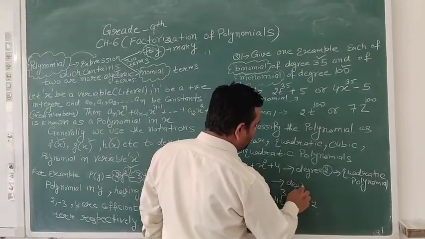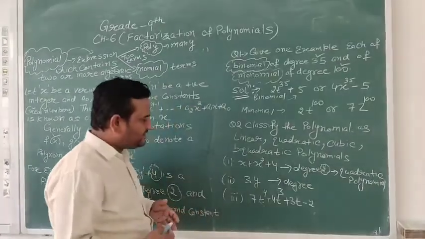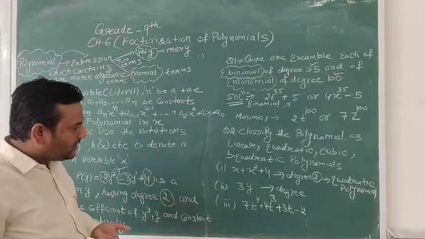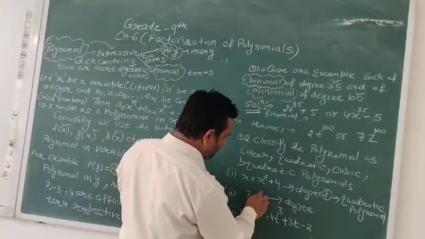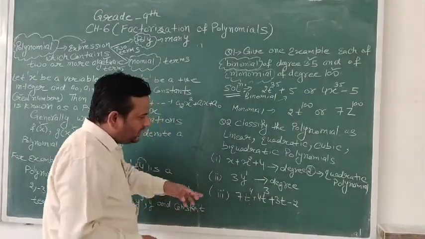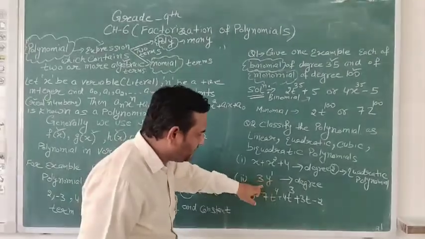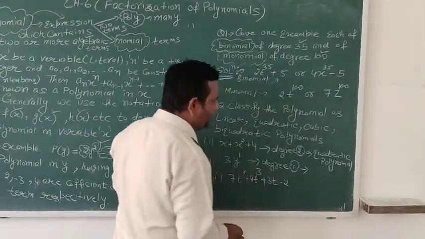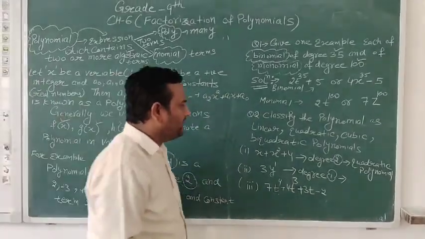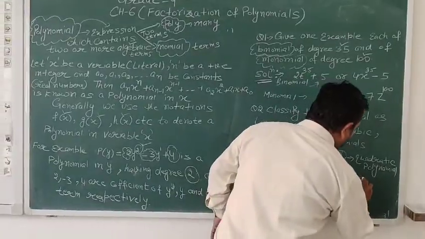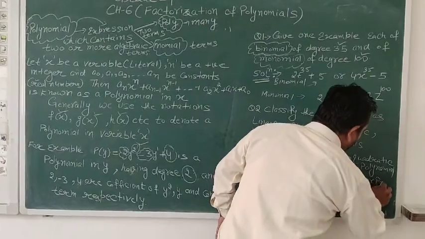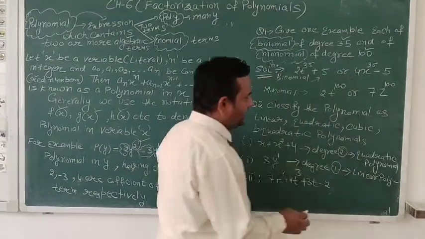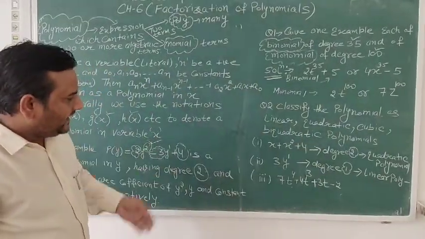Which degree is here, students? You can see that here no power is visible. So whenever there is no power, this power is 1. So y to the power 1 means y. So degree is what, guys? 1. So what kind of polynomial is this said to be? This polynomial is said to be a linear polynomial. Linear poly, I am using the short form poly.